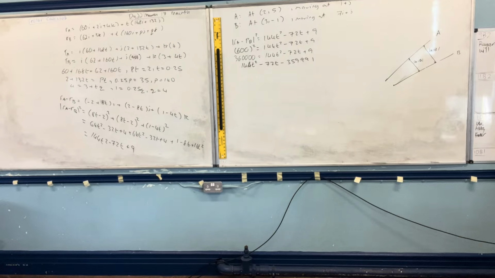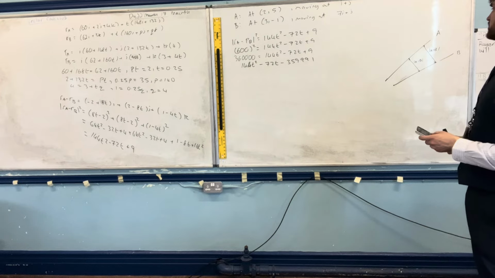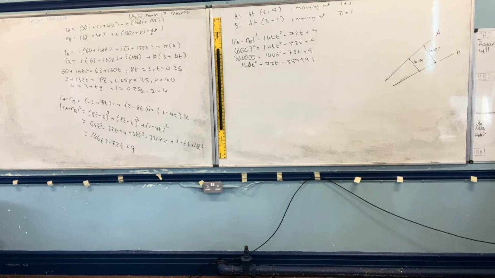It's my calculator too. Okay, so we get that 144, negative 72, negative 39991. So I get it to be... okay, this makes absolutely no sense. What have I done here?